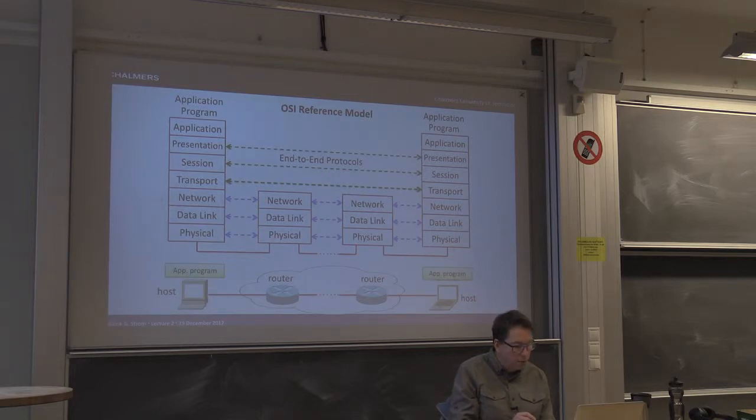And if we start at the bottom, the physical layer, its service is to transmit bits over one physical link. So if we have an application program which is running on a host like this, and there are routers and so forth, until the application program which is running on another host, the actual bits which are transmitted over one cable here are what's taken care of by the physical layer.